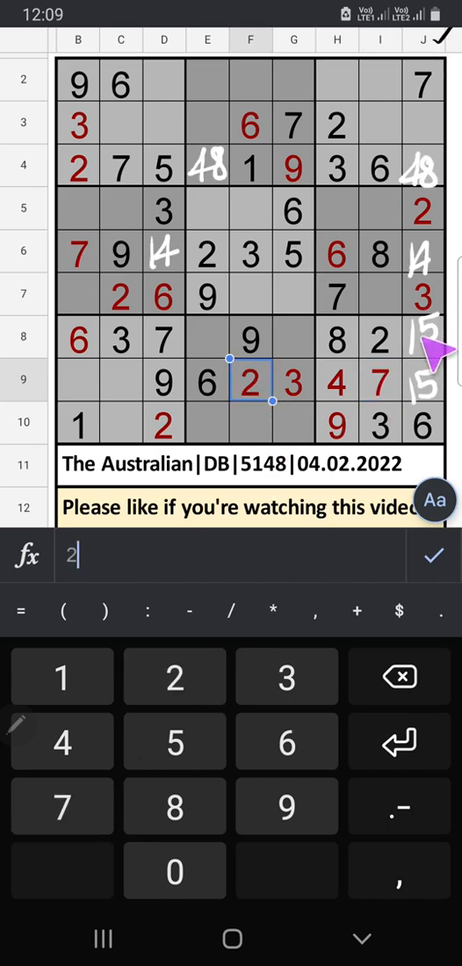Column J, we have 1. So 1 can't come in this cell. Then 1 is confirmed here. Then 4 is here. Since 4 is here, 4 can't come in this cell. 4 is confirmed here. Then 8 is here.